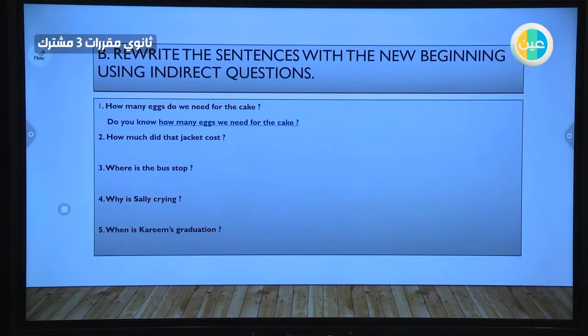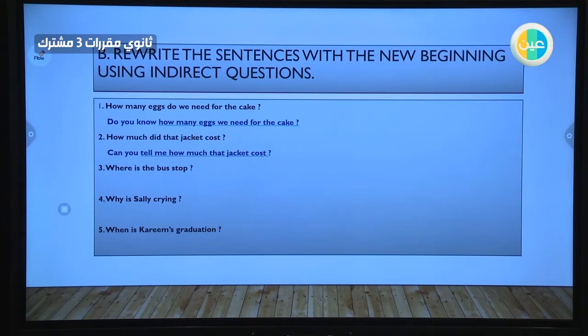Okay, let's look at what happened. We omit "did" and the verb stays the same. What about number 2? How much did that jacket cost? You have "did" here. Can you tell me how much that jacket cost? Yes, I omit "did" and put the verb in the past here. But as you know, "cost" doesn't change.